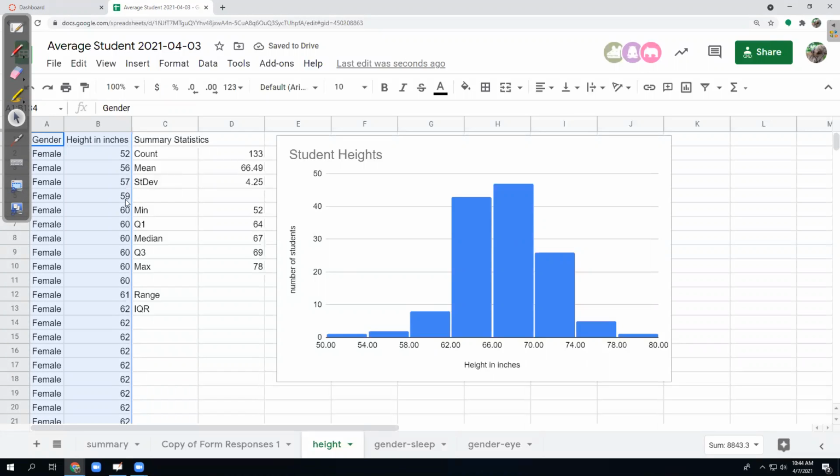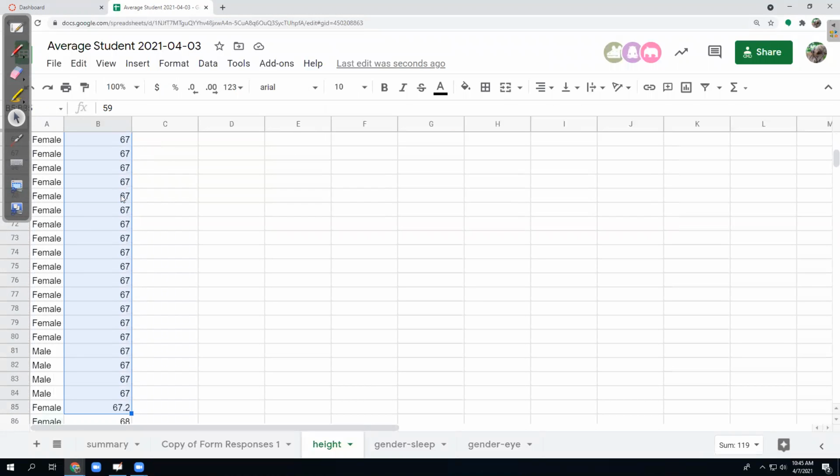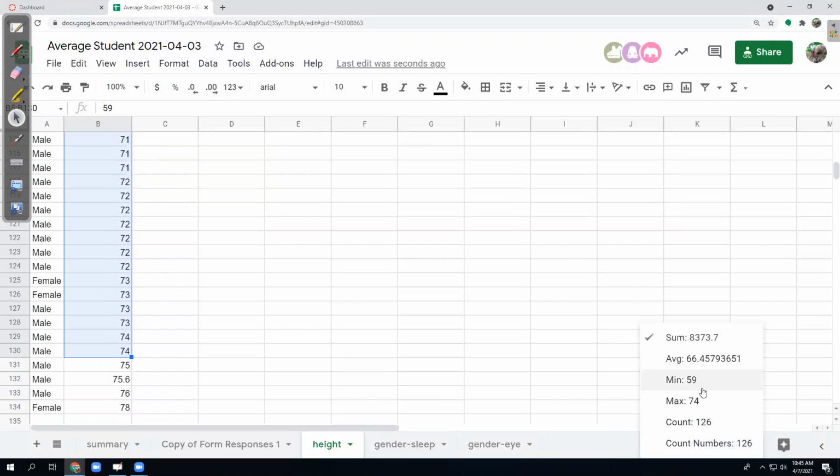52, 56, 57, 59, that looks good. And then I'm looking from 58 to 74. So if I just scroll through, 59 is the first number above 58. And then 74 is my cutoff, 2 standard deviations, and I'm going to include the 74s. All right, so I highlighted those numbers. If I go to the bottom right here, I can get a quick count. It counts 126 of them.